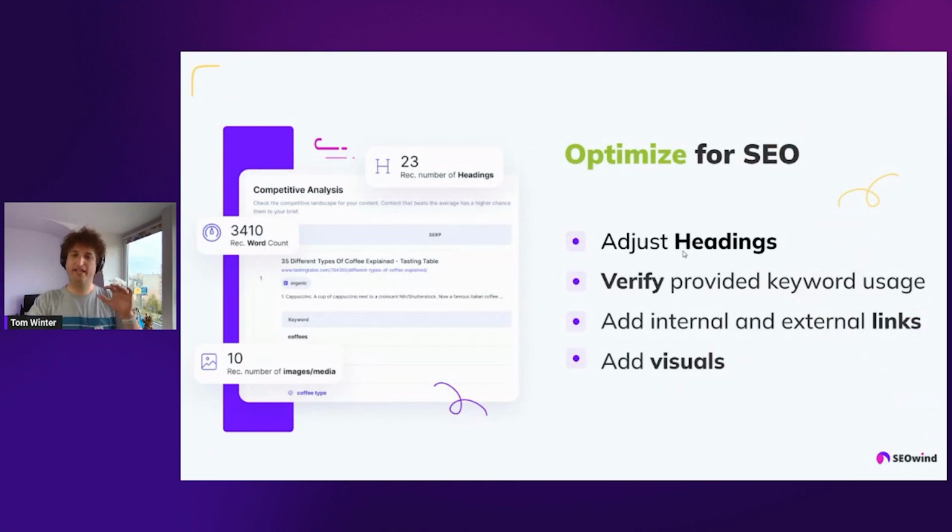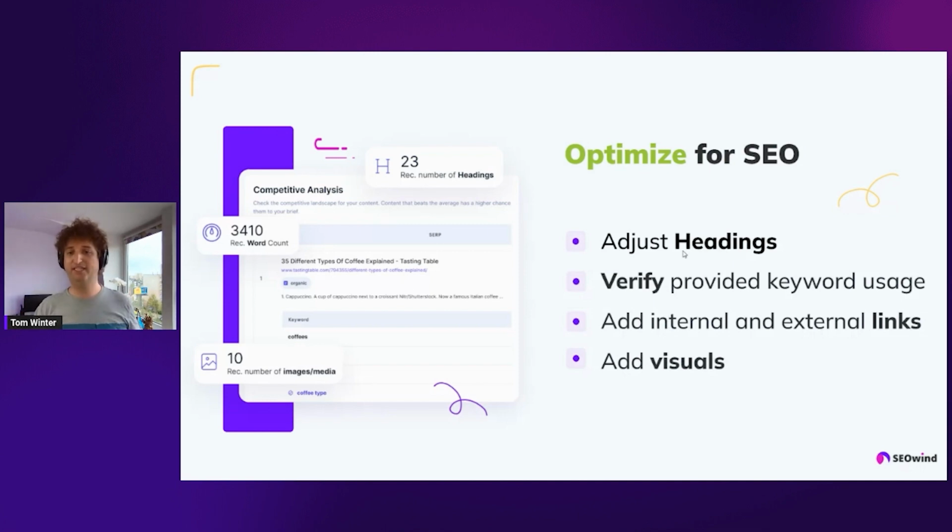Optimize for SEO. You had the initial brief, so you know exactly what you aimed for. Adjust the headings, verify provided keywords, add internal and external links. That's super important. Unfortunately, AI will not know exactly what your website looks like. So if you can put in internal links pointing to different pieces of content on your website, that's really amazing. Also, you can add external links to sources that you think are relevant.